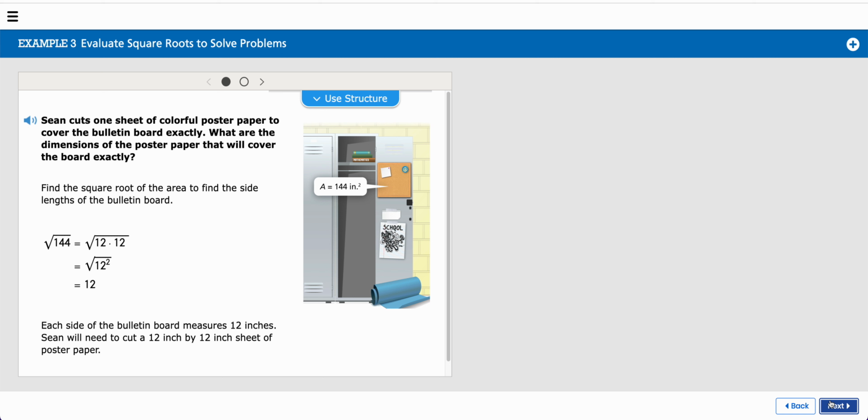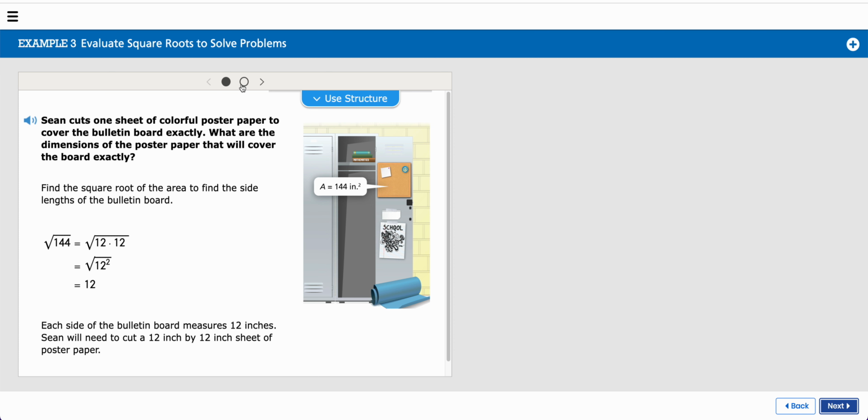We've got some word problems. And they do this one for you. Sean cuts one sheet of colorful poster paper to cover the bulletin board exactly. What are the dimensions of the poster paper that will cover the board exactly? So, what's the square root of 144? 12. Yeah, 12 times 12 is 144. So, the square root would be 12.